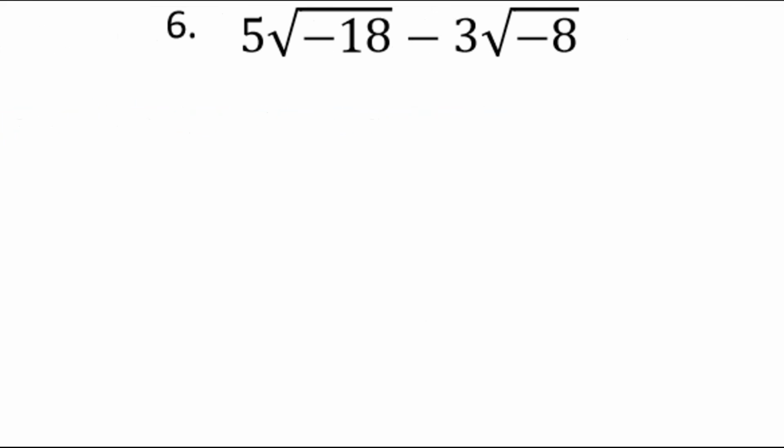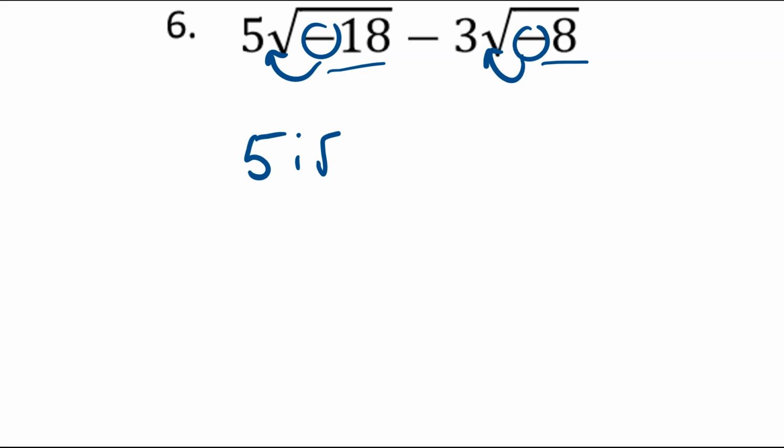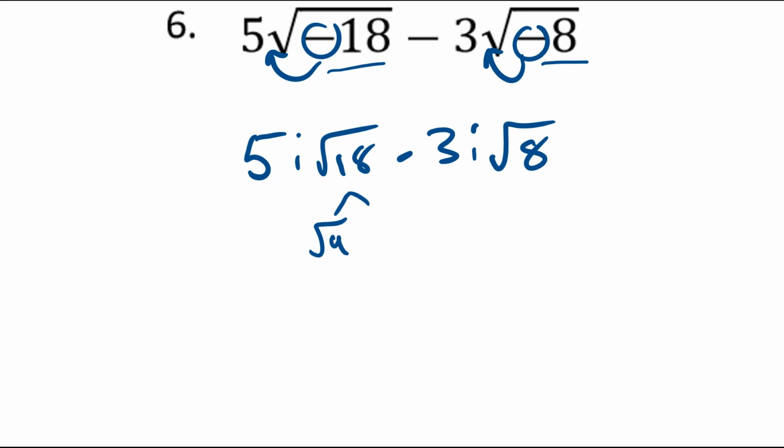But for something like number 6, I notice that both of my radicals aren't simplified yet, and neither of them are perfect squares, so it's going to be a little bit more work. I still do the same thing. I take out the negative as an i, and I go from there. So I'm thinking about 18. That's a multiple of 9 again. And I know 8 is a multiple of 4. So I break it up into 4 and 2 and 9 and 2.